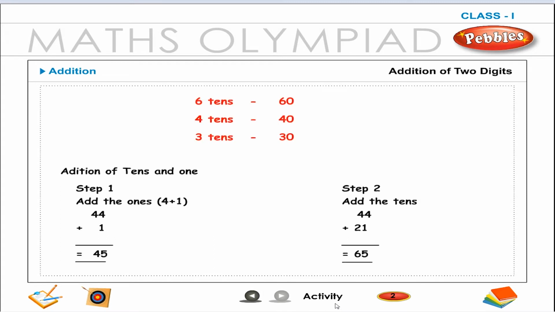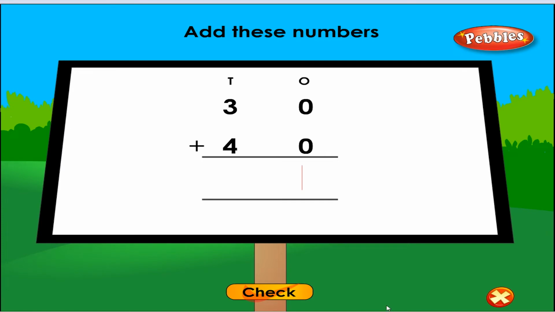Add these numbers. Addition of two digits. 6 tens is equal to 60, 4 tens is equal to 40, and 3 tens is equal to 30. Add these numbers.